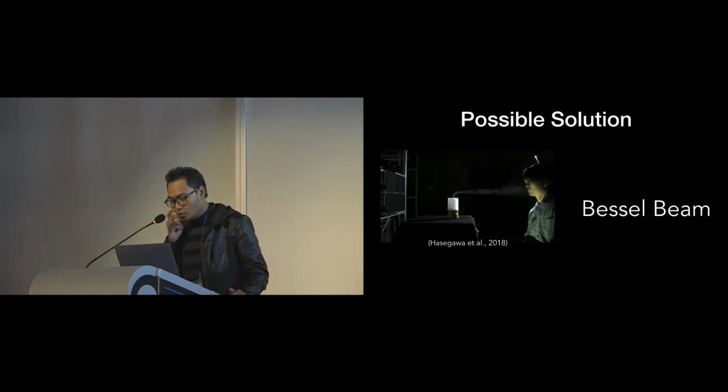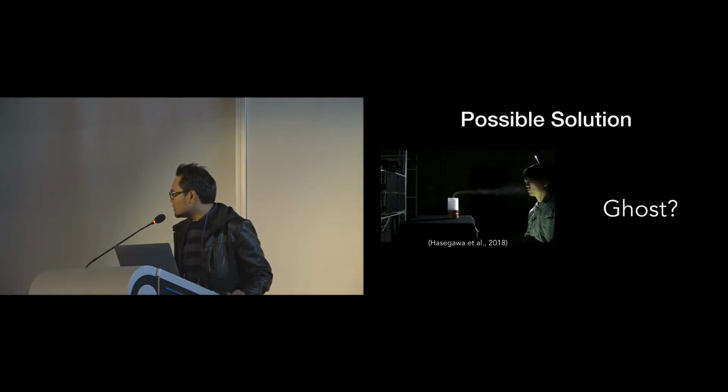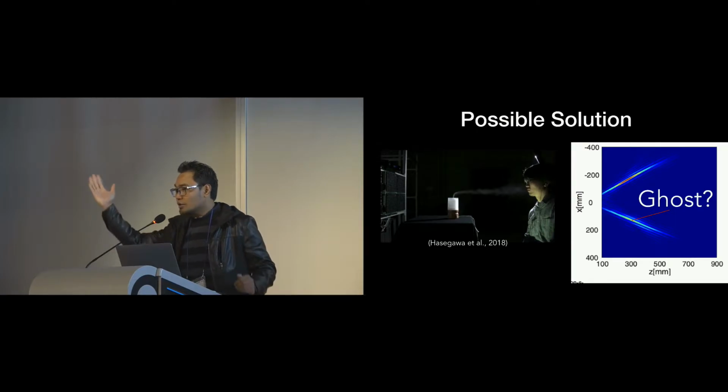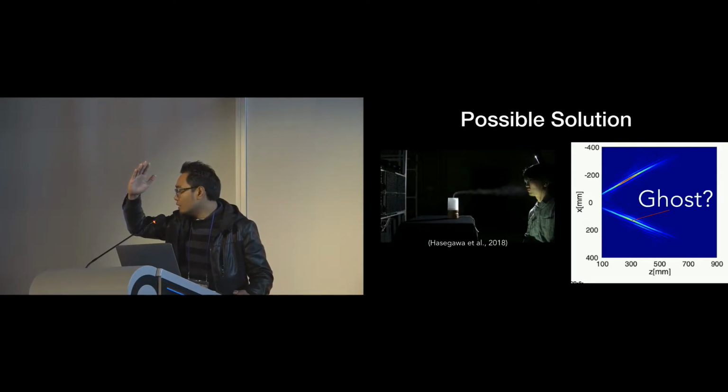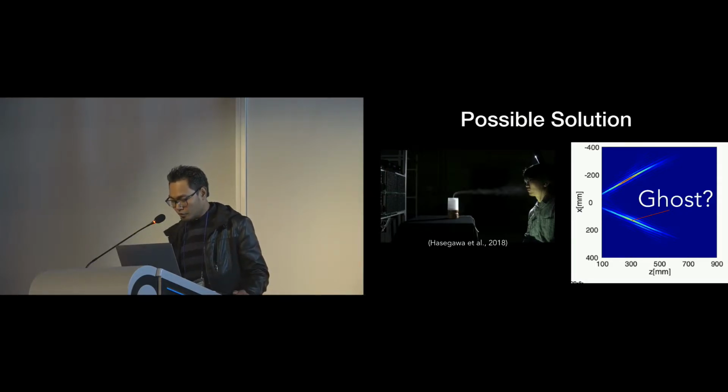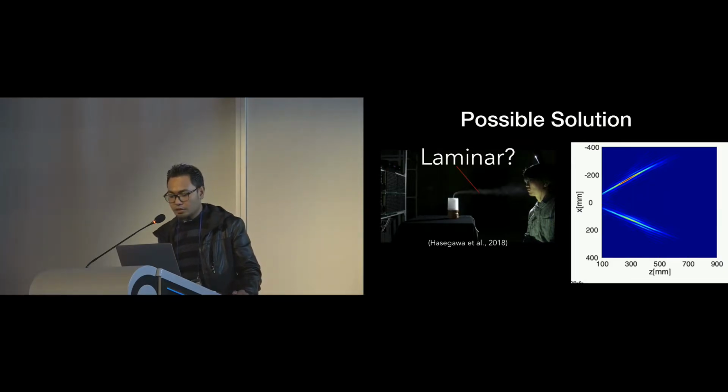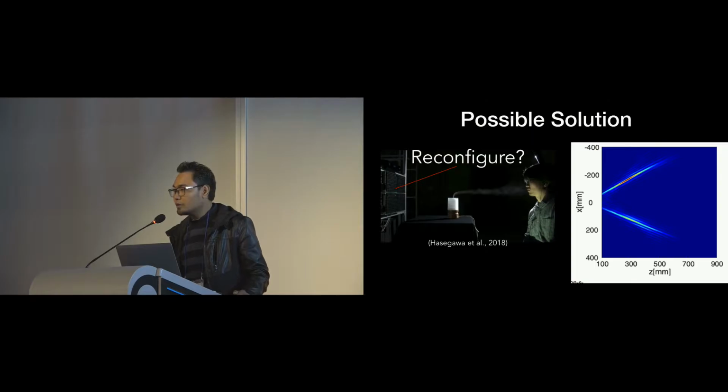One possible solution would be the work by Hasegawa, where they direct aerosols to a user using a Bessel beam. But the problem is they found ghosts in the work. What I mean by ghost is that if he tried to steer the beam left or right at a certain angle, let's say up to 20 degrees, he got the opposite of it, a replication of that beam, which creates a false beam. The other issue is that the work didn't really explore whether it is laminar or not, and how to reconfigure this laminar aerosol is also a question to us.